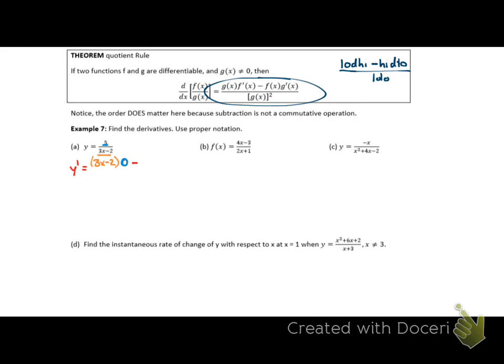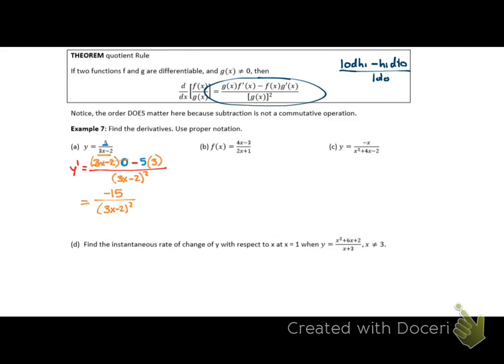Minus high d low, so 5, times the derivative of the bottom, which is 3, all over low low, so that would be 3x minus 2 squared. All right, and I'm going to go ahead and simplify that. 0 times anything is 0, so that goes away, which means we just get negative 15 over 3x minus 2 squared.